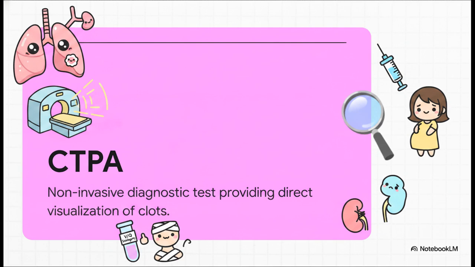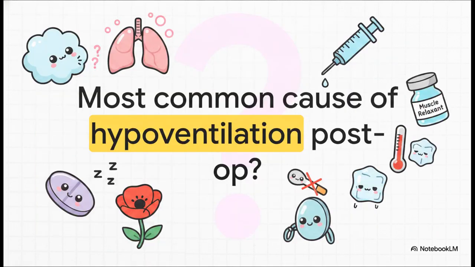VQ scintigraphy is really an alternative reserved strictly for patients who absolutely cannot undergo a CTPA, like if they have severe contrast allergies, are pregnant, or have advanced renal insufficiency. And as for D-dimer tests, well, they're virtually useless for diagnosing a postoperative PE simply because surgical trauma inherently elevates D-dimer levels across the board anyway. Let's look at question 7.